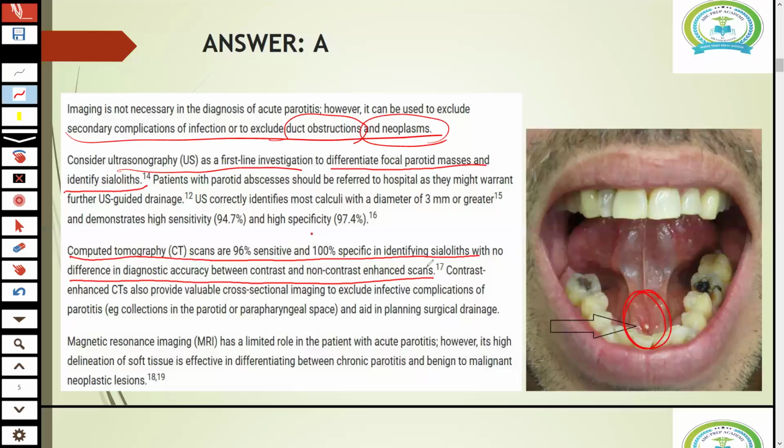No matter if it's contrast or non-contrast, both have the same accuracy. You can go with the non-contrast.